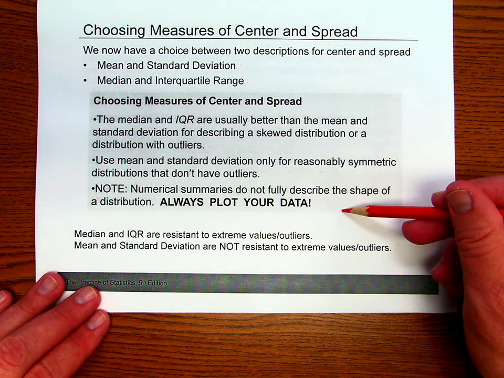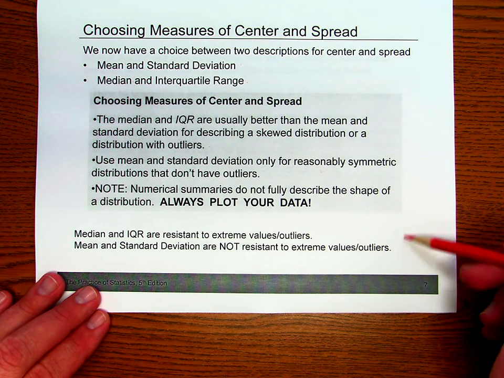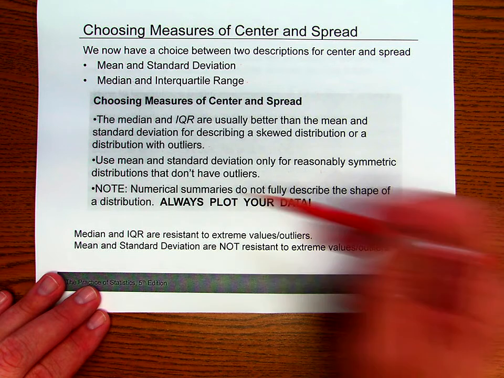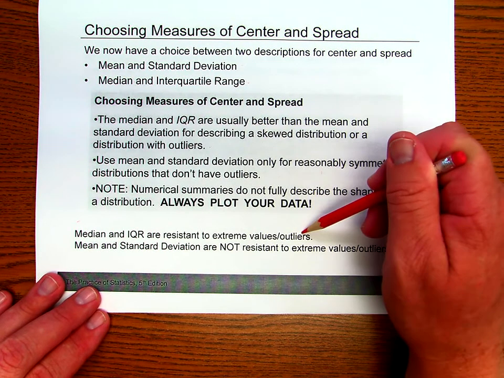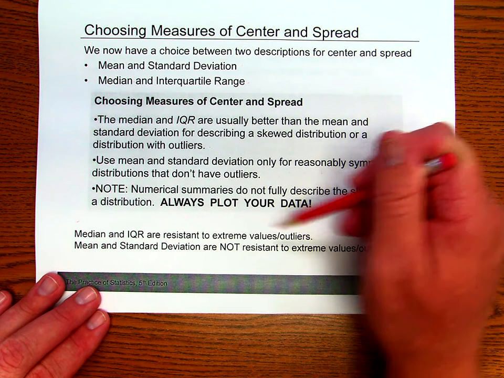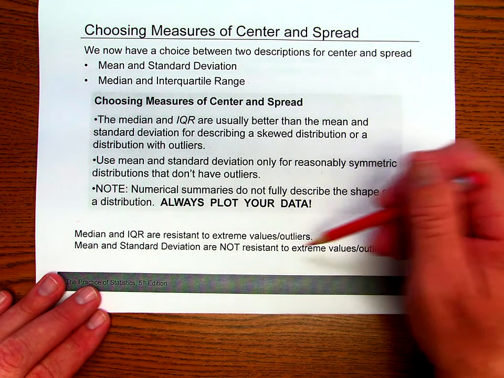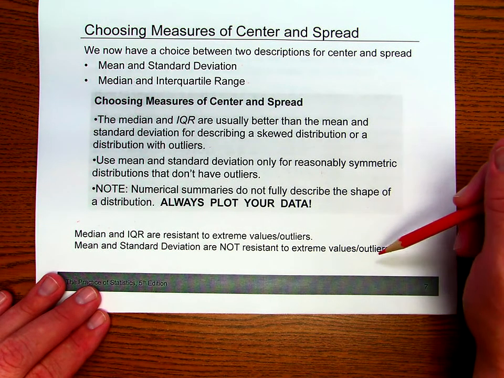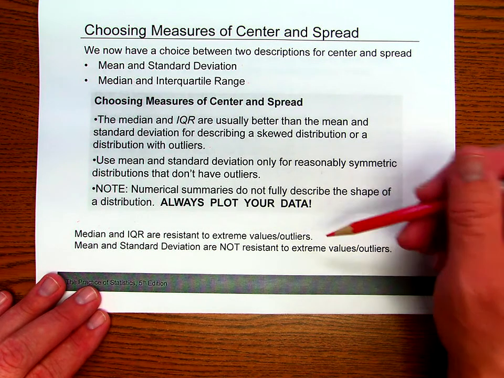So a quick summary of some basic ideas here. The median and the IQR are resistant to extreme values and outliers. So when you have extreme values and/or outliers, that's what you want to use. Mean and standard deviation are not resistant to those. So you're going to use those when you don't have extreme values or outliers, or you want to use mean and standard deviation when you have reasonably symmetric data.